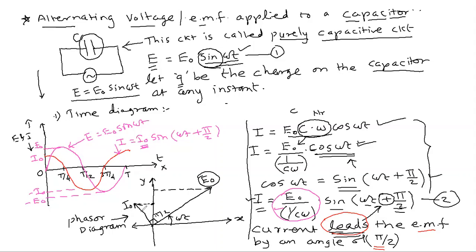In the examination, they ask about the phasor diagram in case of alternating voltage or EMF applied to a resistor, applied to the capacitor, and applied to the inductor. These three cases are very important, because in the next topic we have to consider all these in one circuit, that is, the LCR series circuit. So first of all, just go through these two diagrams, the time diagram and the phasor diagram. They may ask you in which case the current leads the EMF by an angle of pi by 2.